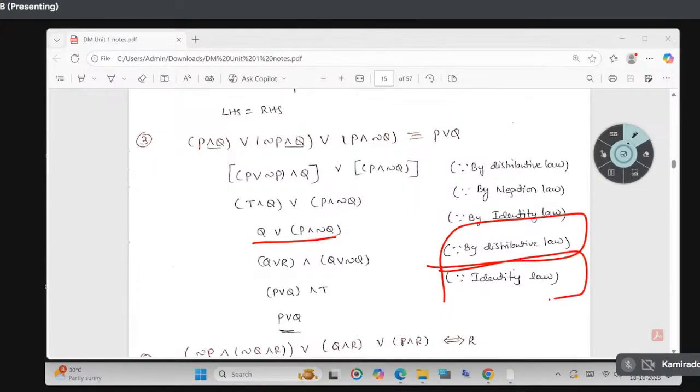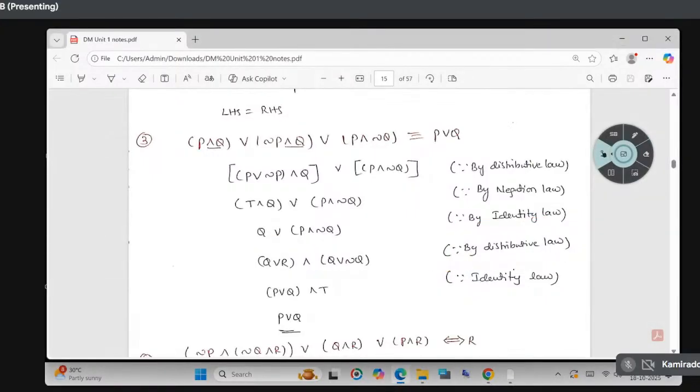Q or R, which is again by distributive law or by identity law, what we can write? So it is in the form of two variables. We can write it in the form of P or Q. P or Q, Q or P, whatever. So which I am writing in the form of P or Q and T. Right? So then I am getting P or Q. So which is my RHS side. This one.